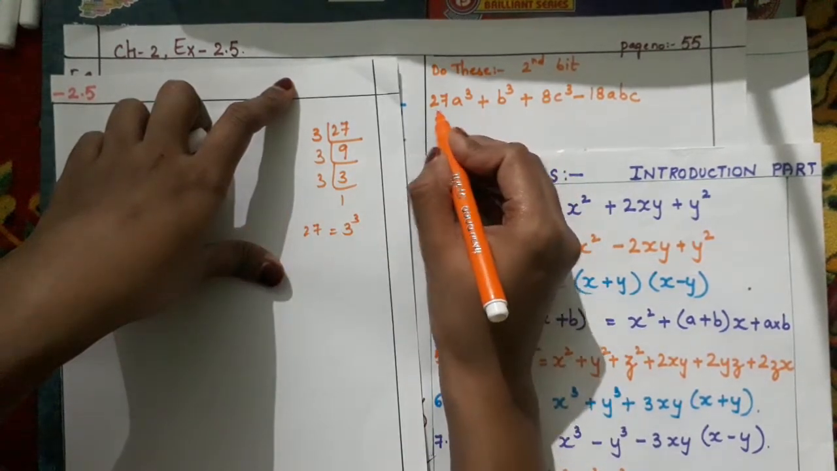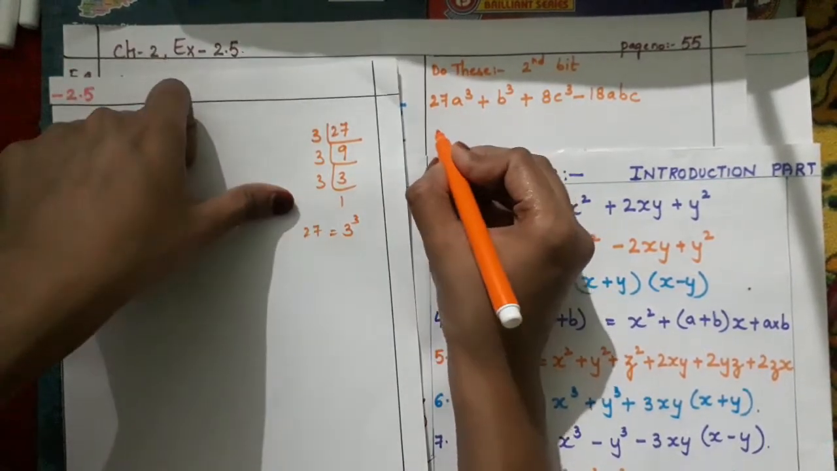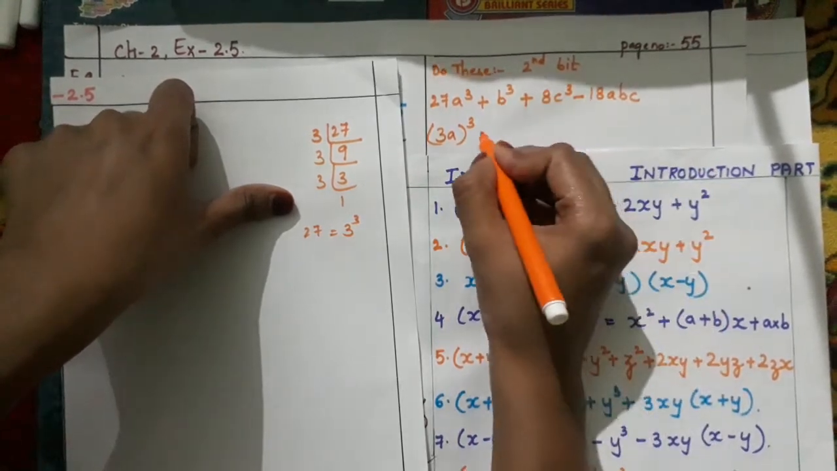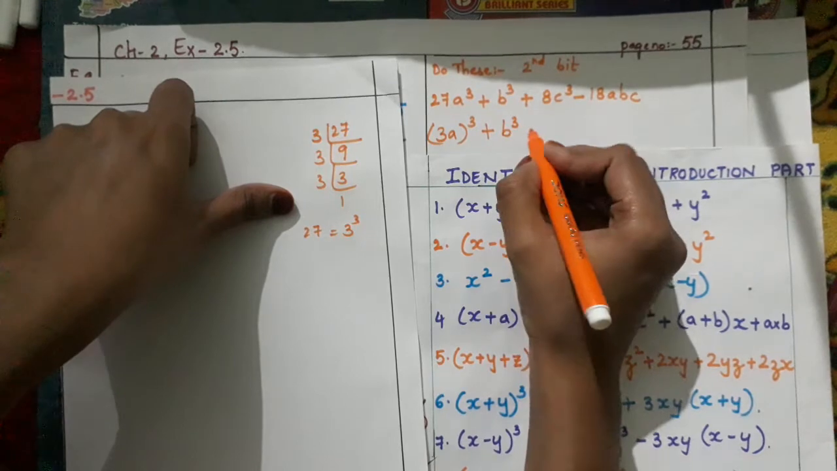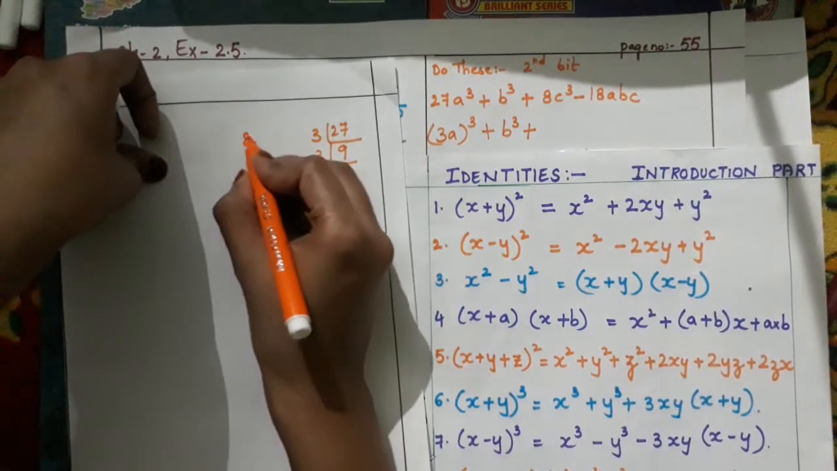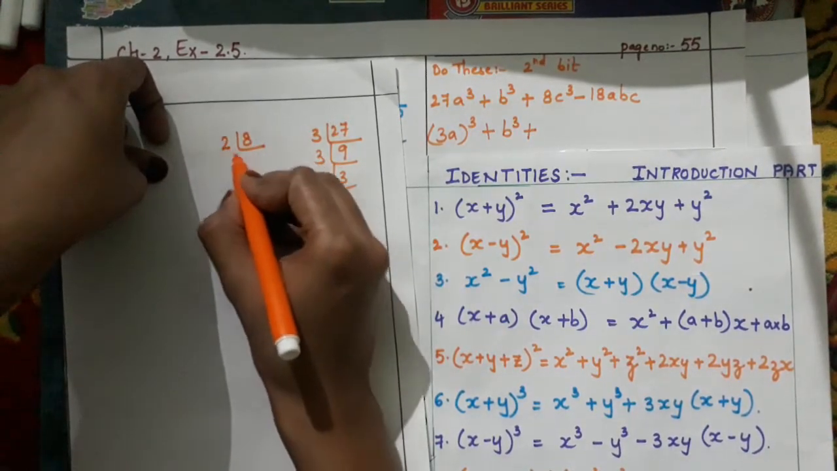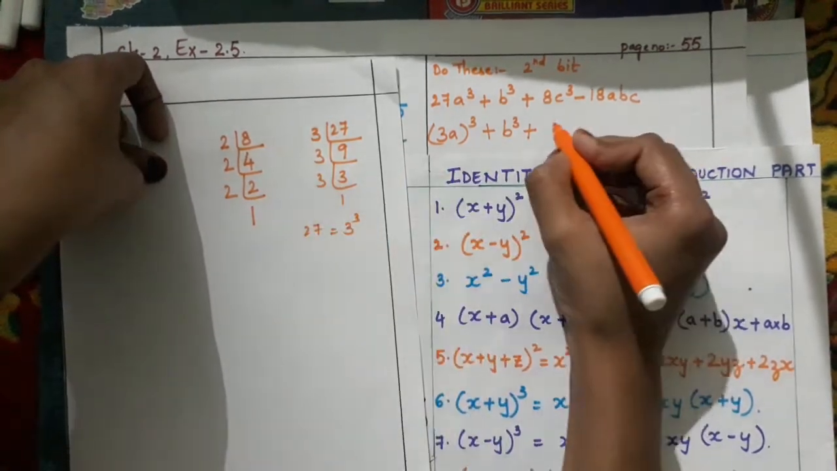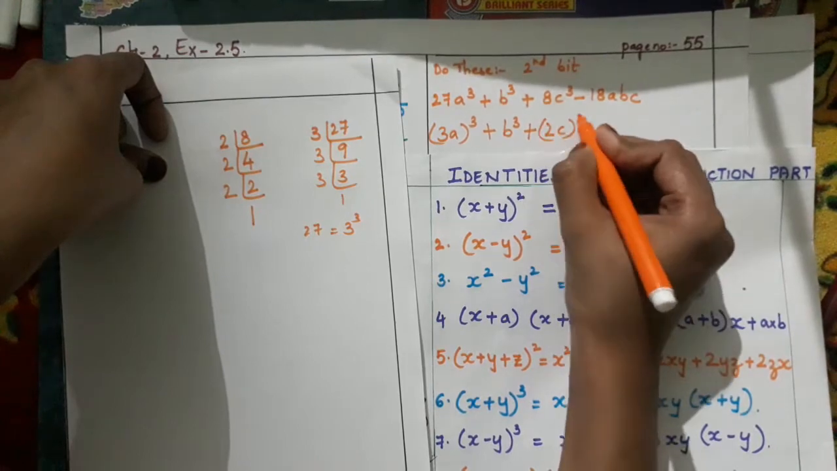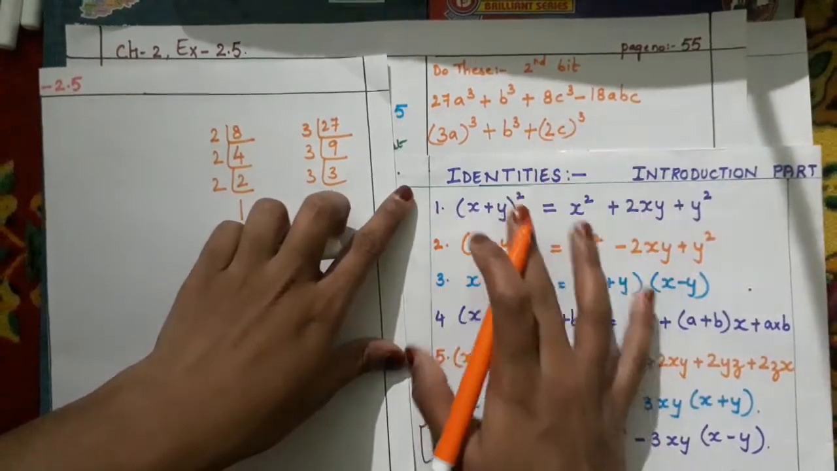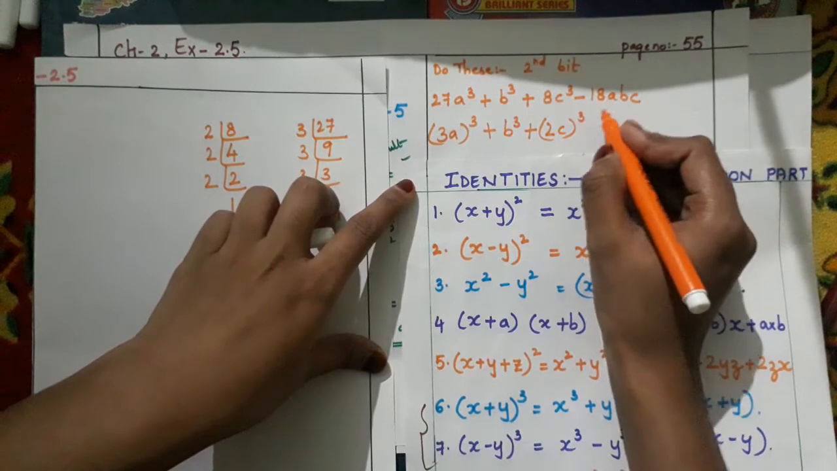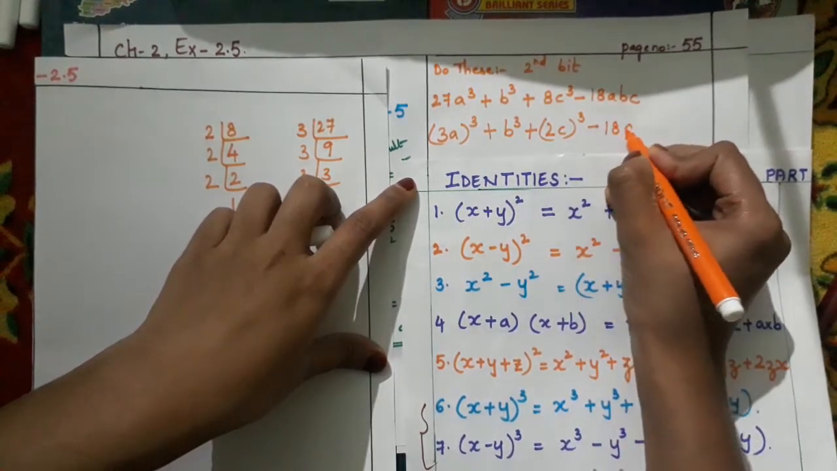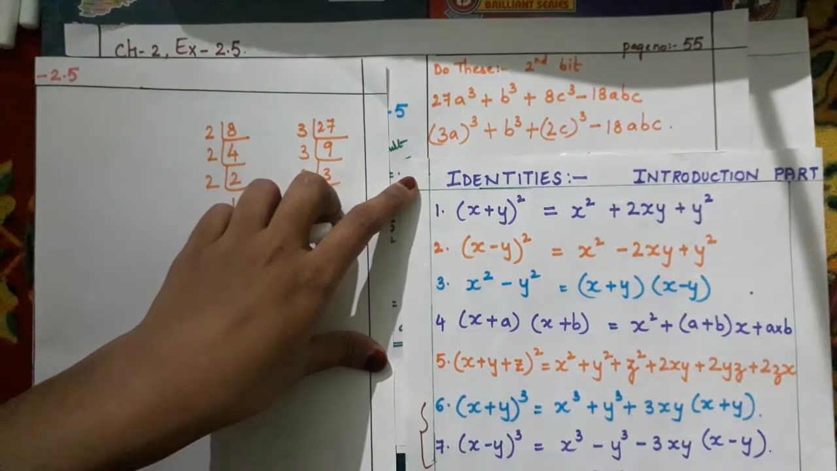We have to convert this fully into cubes. So I can write 3a whole cube. Now plus b cube as it is, plus for 8 how can I write? Again we should do prime factorization. 2 4s are 8, 2 2s are 4, 2 1s are 2. So I can write 2c whole cube. Now the last one, minus 18abc, I'll write as it is.